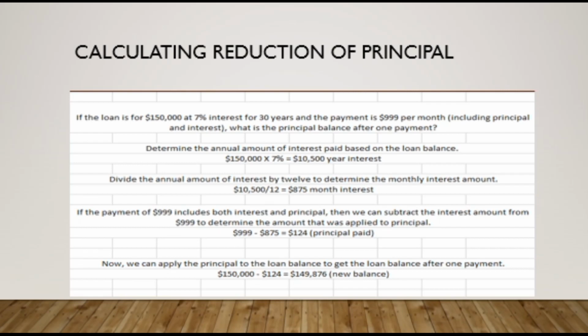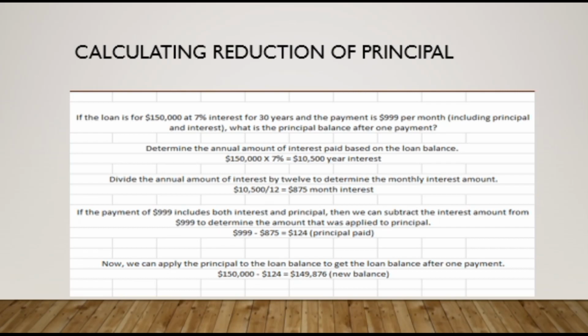So we're going to take 150,000, which is what the loan is for, and multiply that times 7%, which is the interest, which gives us 10,500 a year in interest. Now we're going to divide the annual amount of interest by 12 to determine the monthly interest amount. So 10,500 divided by 12 gives us $875 a month in interest.